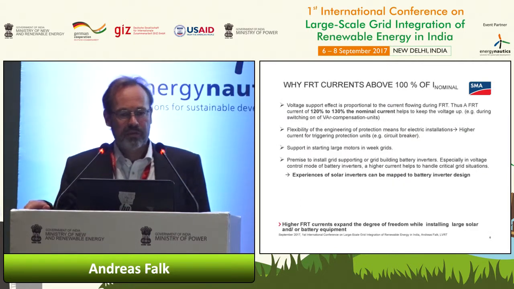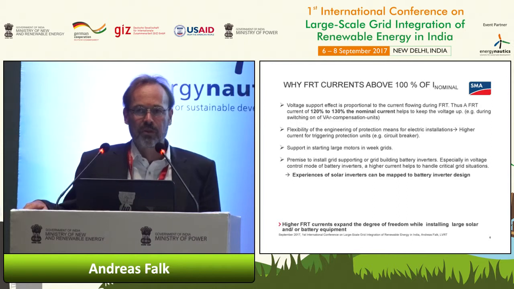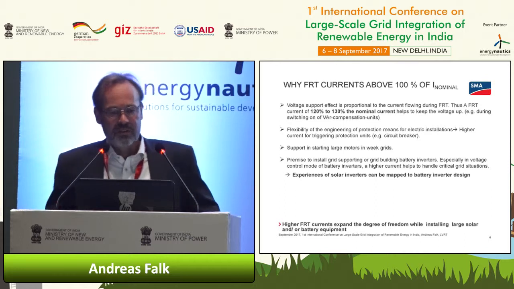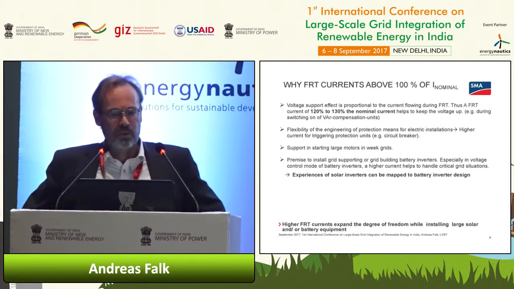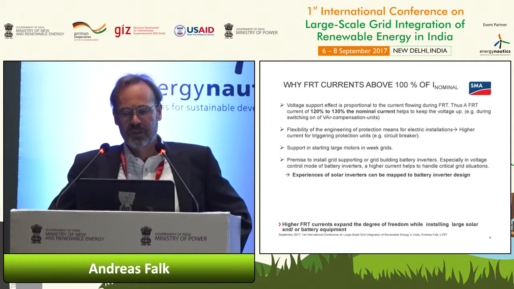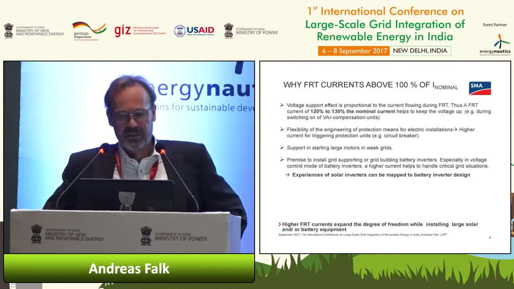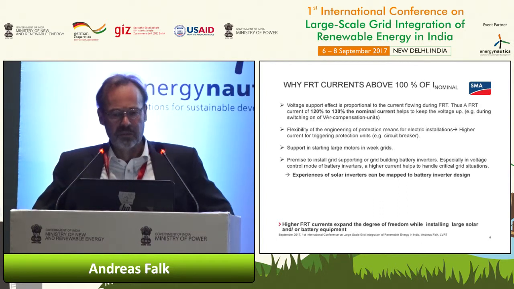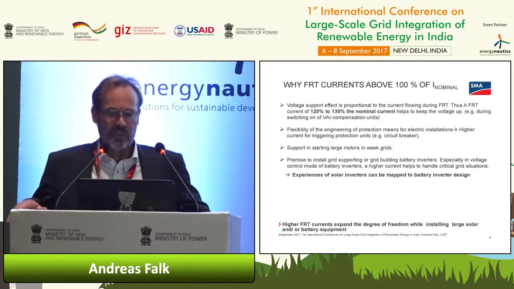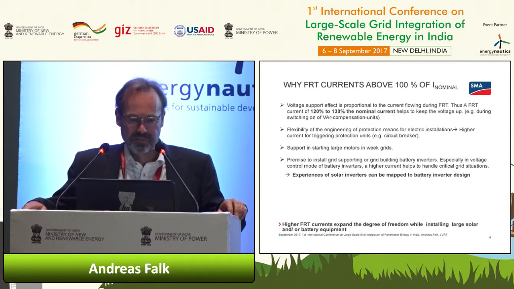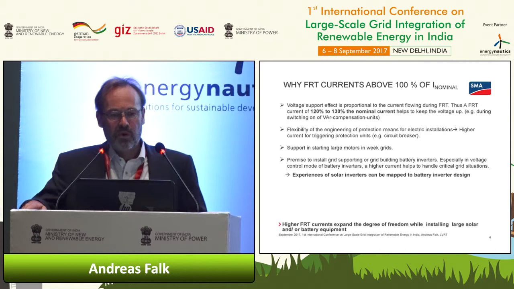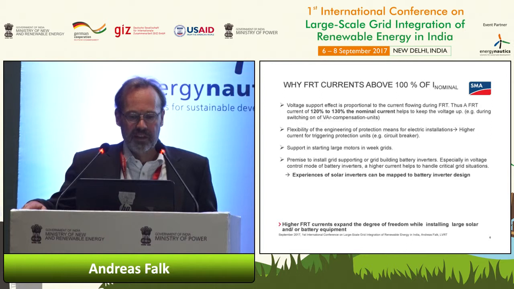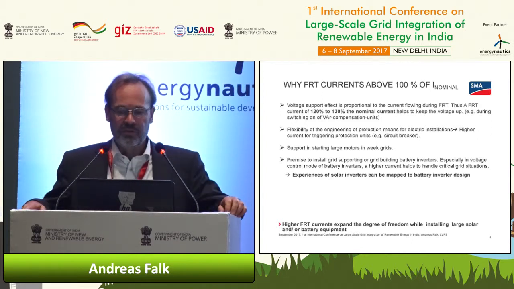Why FRT current above 100% of nominal current? What could be reasons for? One reason is voltage support effect is proportional to the current flowing during FRT. Thus, the FRT current of 120 to 130% of nominal current stabilizes the voltage better than 100%, it's clear. Then you have more flexibility in engineering of protection devices in the grid in case you have enough current in case of a failure.